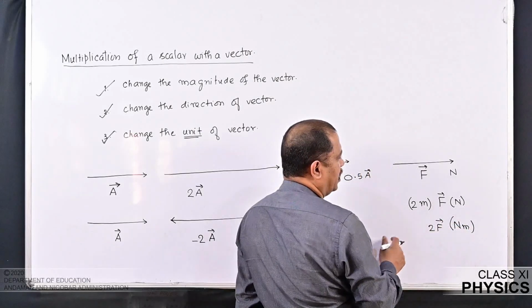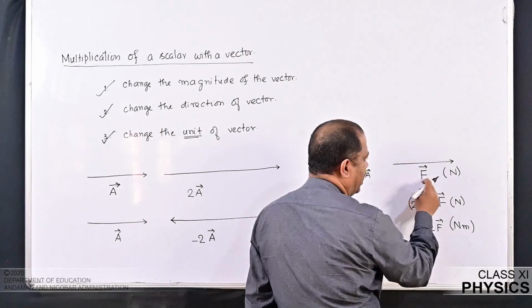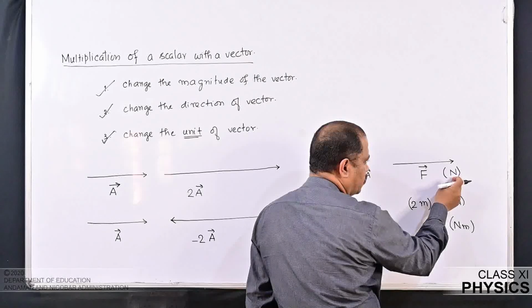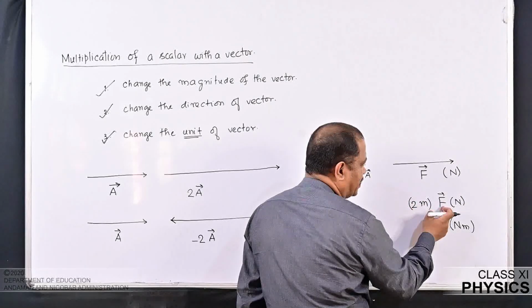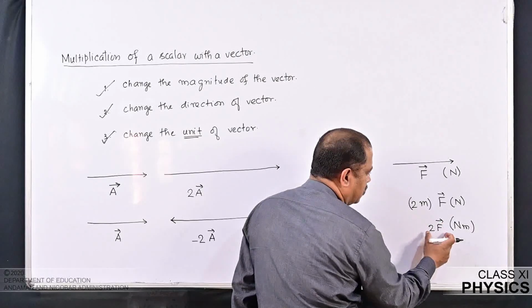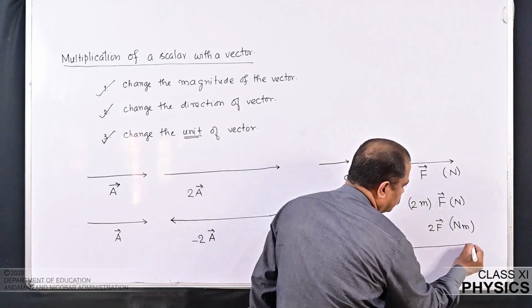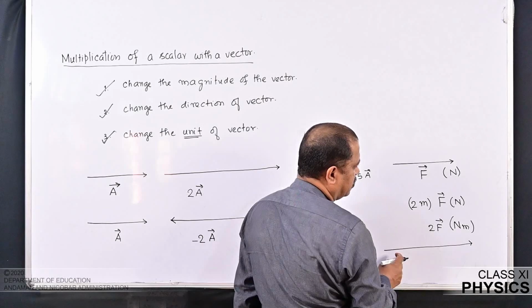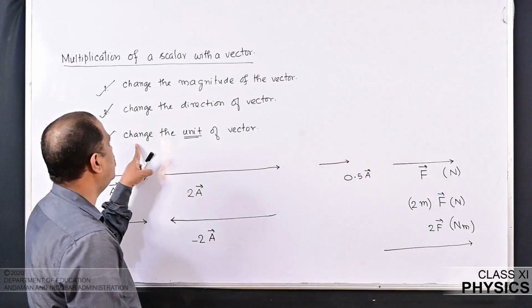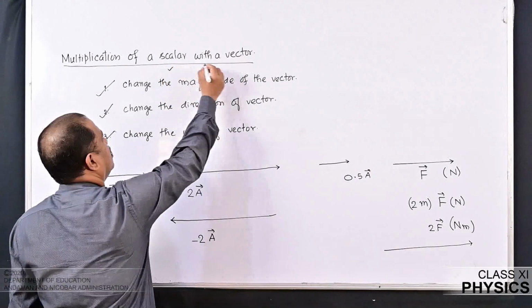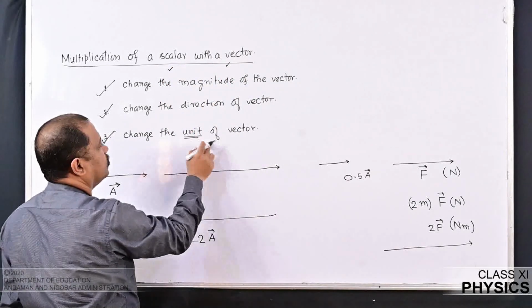Thus, this force, or this vector, had unit Newton, but when you multiplied a scalar quantity to a vector, the result will of course have twice the length of this one, but the unit has undergone a change. This is an example that when you multiply a scalar quantity with a vector, it changes the unit of the vector.